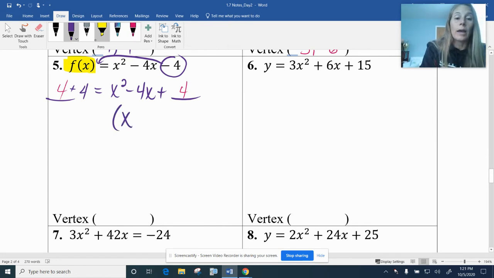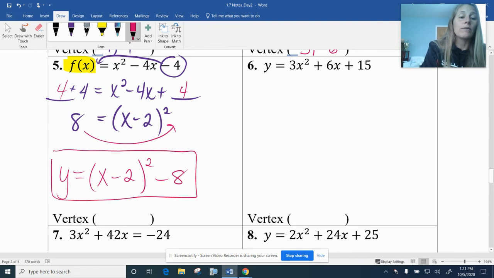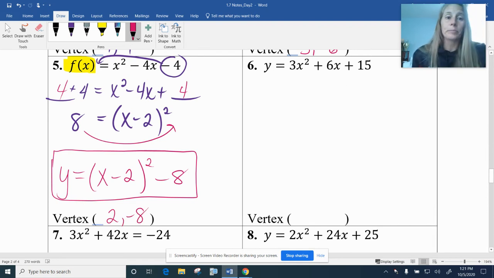So now we have x minus 2 squared, and on this side is 8. And now we can just move that 8 over, making it y equals x minus 2 squared minus 8. That's my answer in vertex form. And my vertex would be positive 2, negative 8.